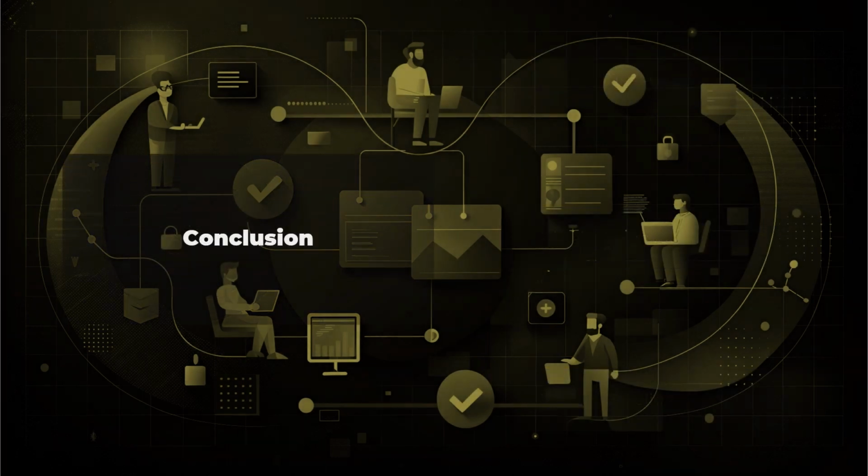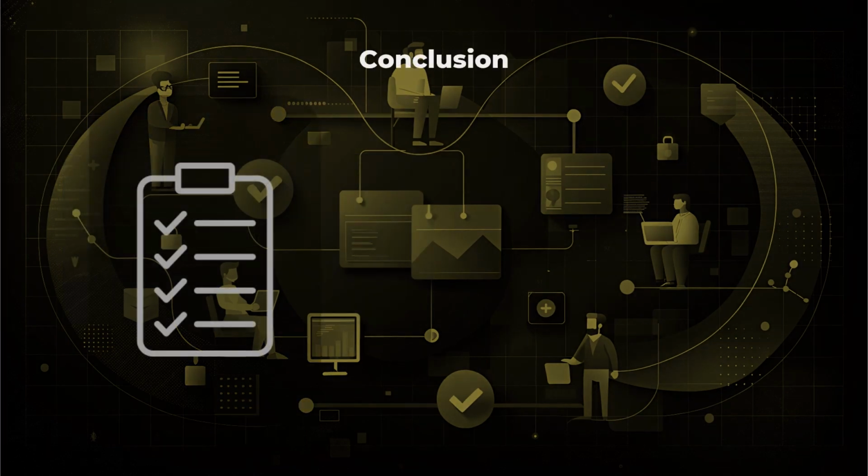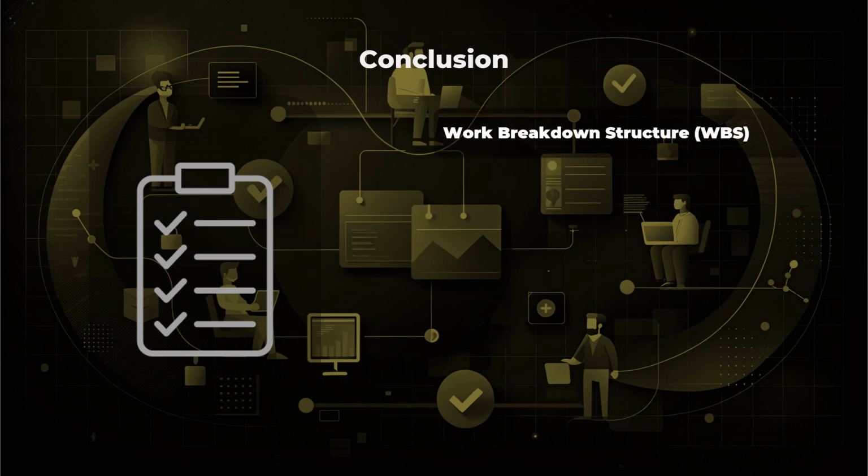In conclusion, Lesson 3 has provided a comprehensive overview of project planning, covering various essential aspects to ensure successful project execution. Beginning with an introduction to the significance of project planning in achieving project objectives efficiently, we delved into several key components. Work breakdown structure, WBS.